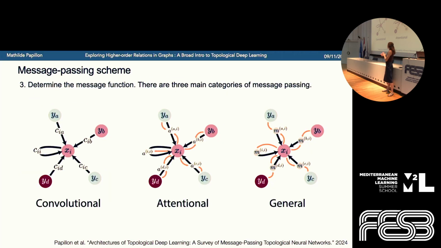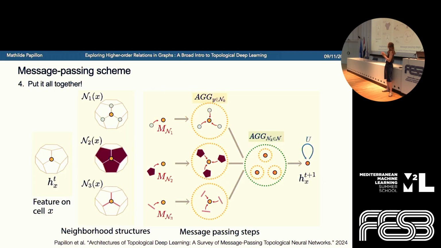Okay, now let's talk about message passing. Exactly like in the graph neural network, we can define an arbitrary message between cells, except now, instead of the cells all being nodes, the cells can be nodes, they can also be edges, they can also be faces, and how they pass information to each other can either be convolutional, attentional, or general, exactly like you would expect in any other neural network. I won't go into that too much, but just know that there are these options of message passing.